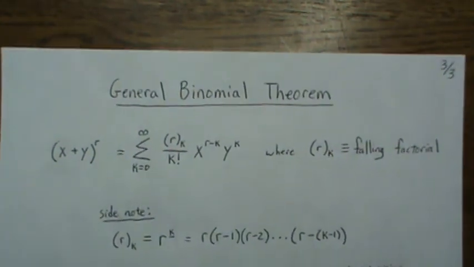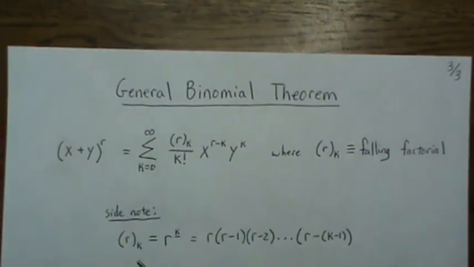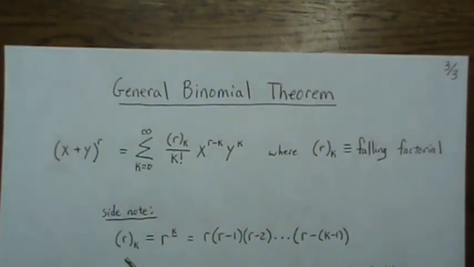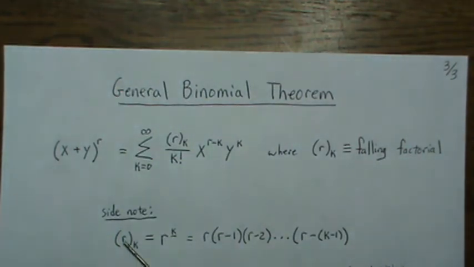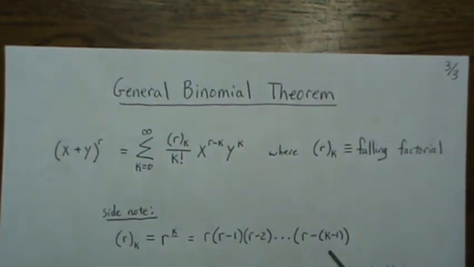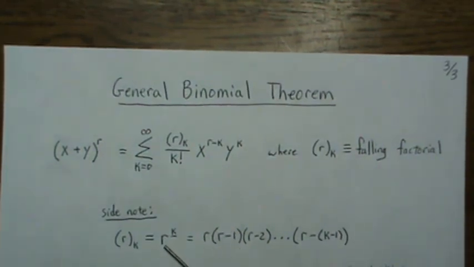So a side note, this is what's called a falling factorial. It's in parentheses r sub k, often written r superscript a with an underline under the k, which means you're falling. It's r falling factorial. So you start out with r, whatever real number, you subtract 1, subtract 2, and you keep going until you have k terms. And that's called a falling factorial.